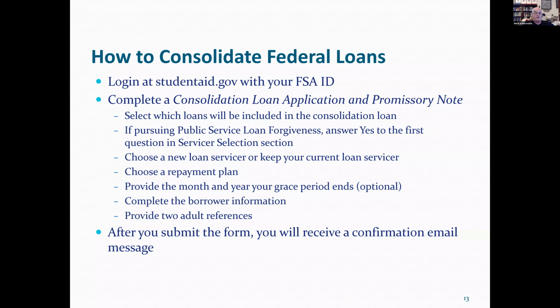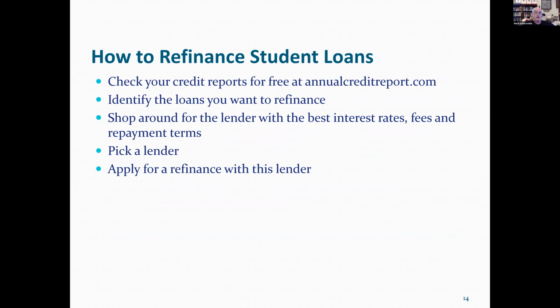Now let's talk about how to refinance federal and private student loans into a private loan. First thing you need to do is to check your credit reports. You can do it for free at annualcreditreport.com, which is a website set up by the Federal Trade Commission. You can get 1 free credit report from each of the 3 credit bureaus once per 12-month period. Normally, people will spread this out, doing 1 every 4 months, looking for issues.